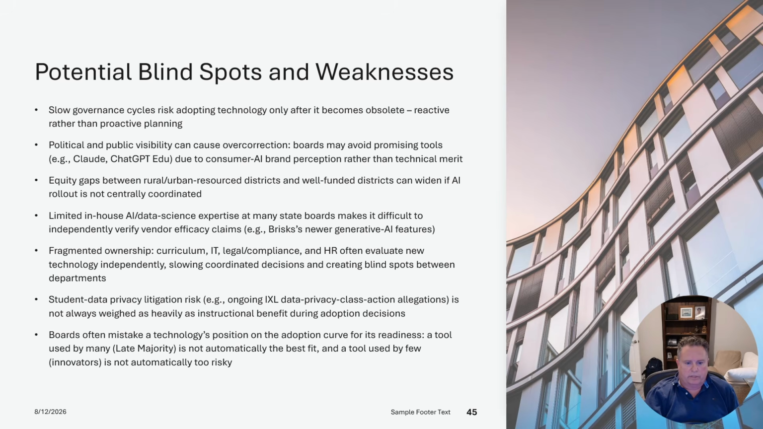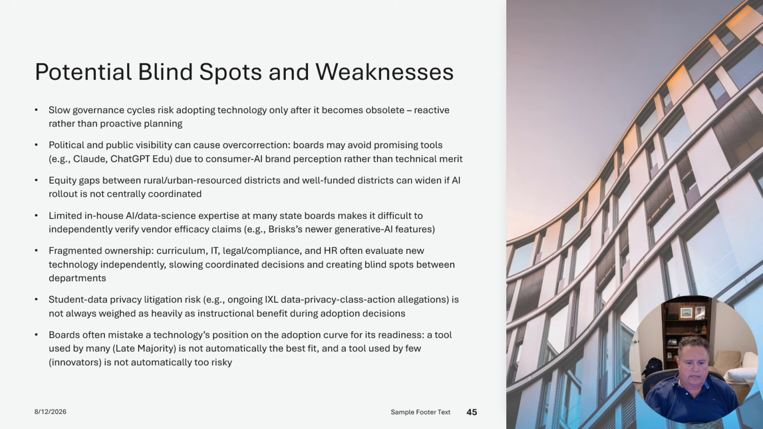There's fragmented ownership, such as curriculum, IT, legal compliance, and HR, often evaluating new technology independently, slowing coordinated decisions and creating blind spots between departments. There's student data privacy litigation risk, such as the ongoing IXL data privacy class action allegations, and this is not always weighted as heavily as instructional benefit during adoption decisions.